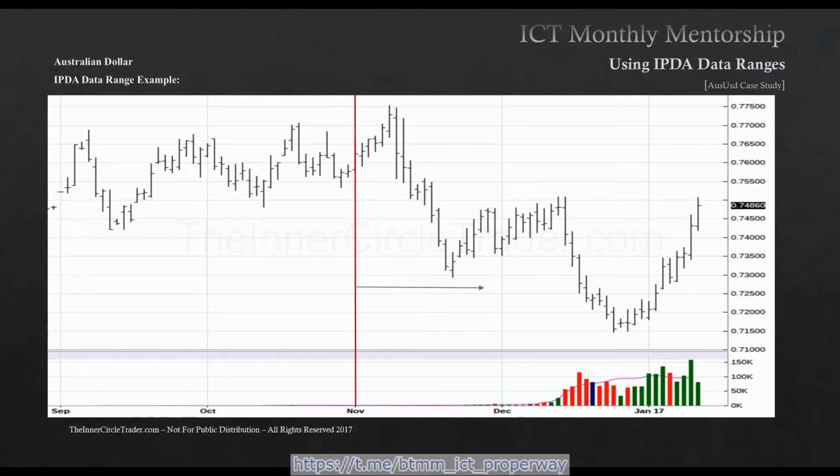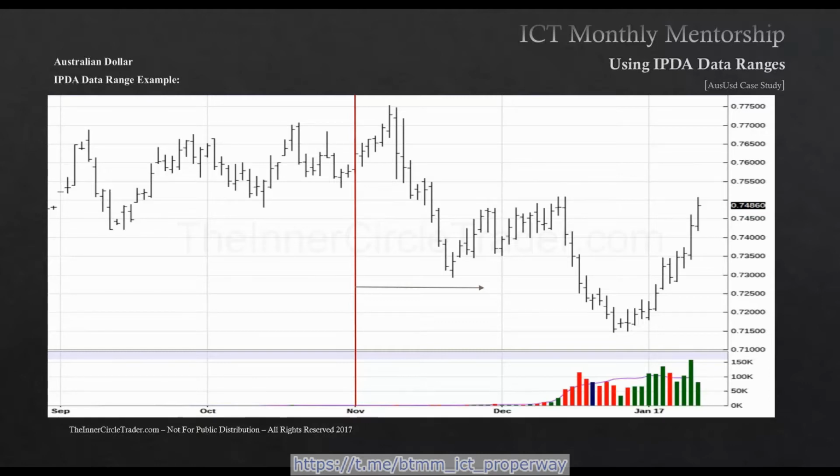Optimal trade entries, that's where that comes from. Where are the equilibrium price points? Does it have to return back to equilibrium? Did we get too far ahead of ourselves? Did we extend too far? Do we have to come back and retrace, a minor retracement, before we see the next leg lower?